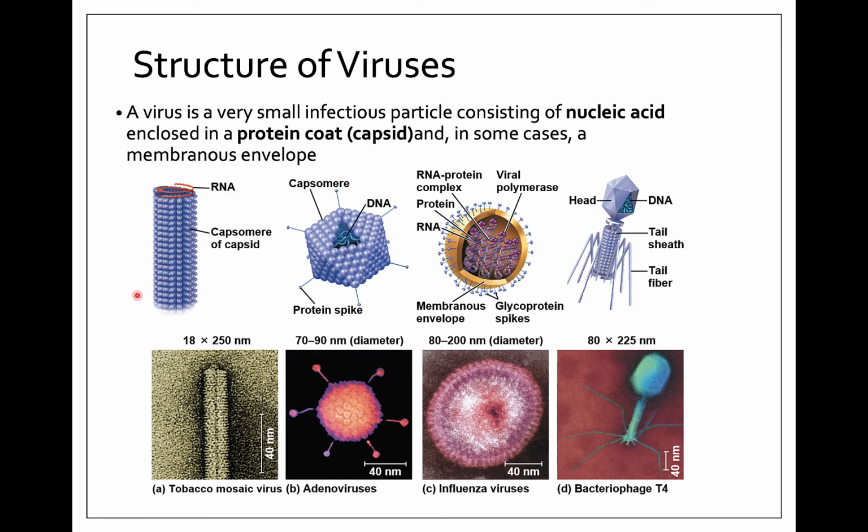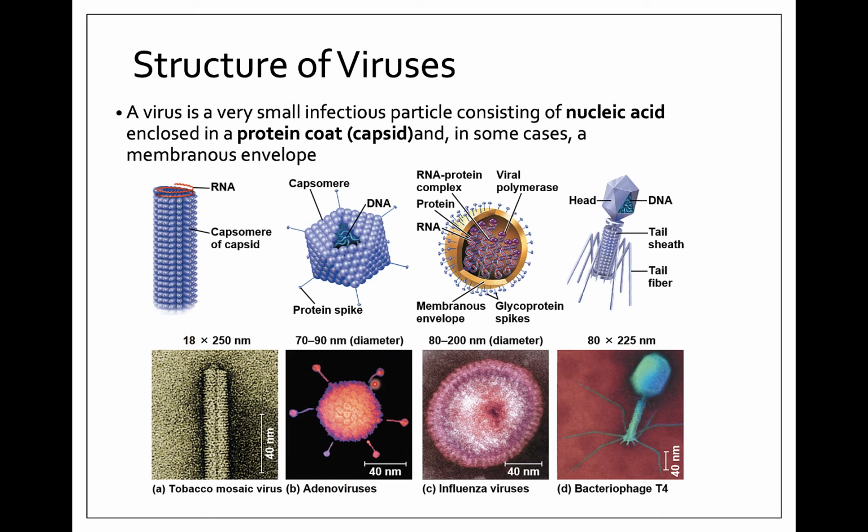And here are the four main different kinds of structures of a virus. You can have these long tubular viruses like the tobacco mosaic virus, where you've got this long protein coat, and then the RNA or DNA makes a helix inside. This is the shape of things like the Ebola virus, those long tubular viruses.